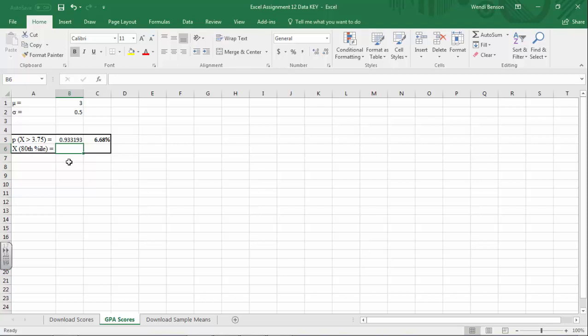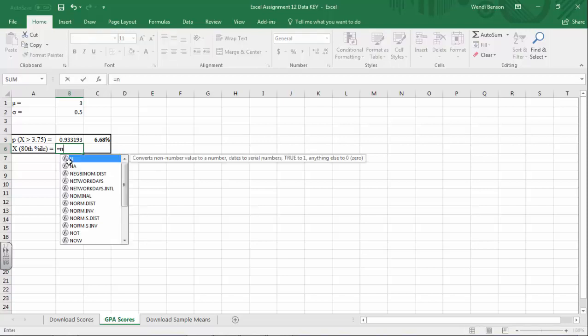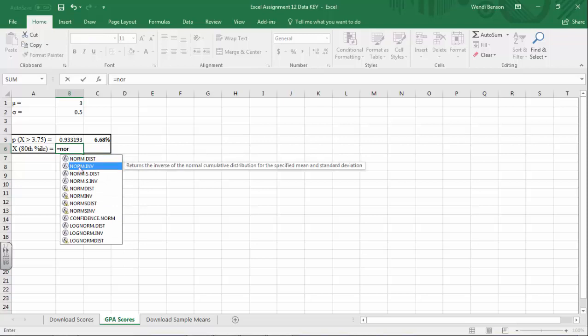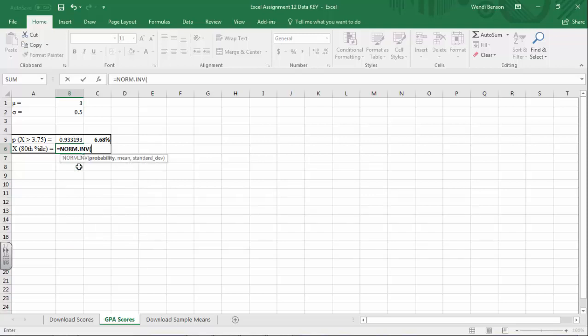We're going to use a different function for this, the norm.inv function. So we're going to do equals, type in the norm again, but this time we're going to return the inverse of the normal cumulative distribution. So basically we're going to put in the probability we want and it's going to spit out an x value. So double click norm.inv. Our probability is going to be 0.80, comma, our population mean is 3, comma, our standard deviation is 0.5.